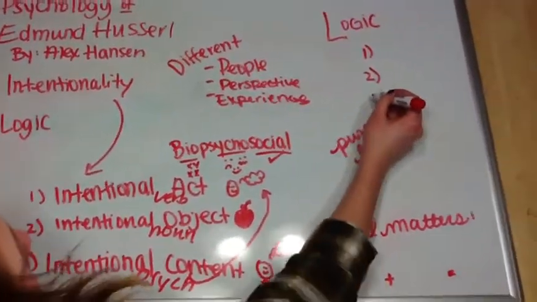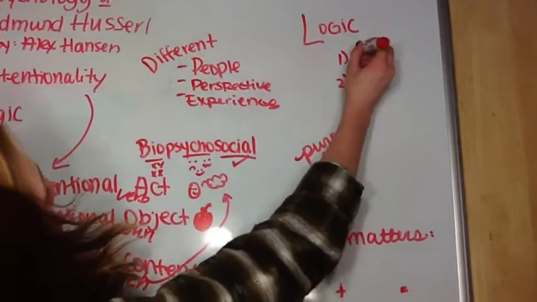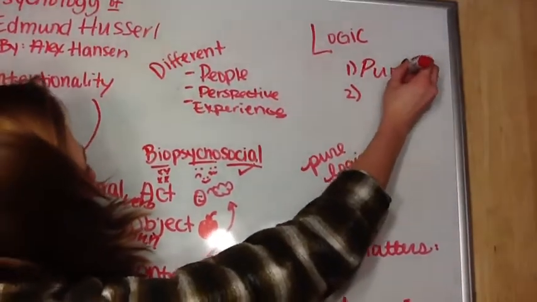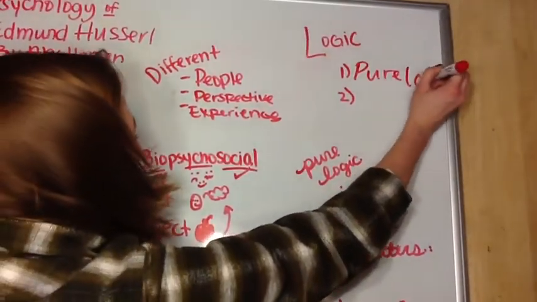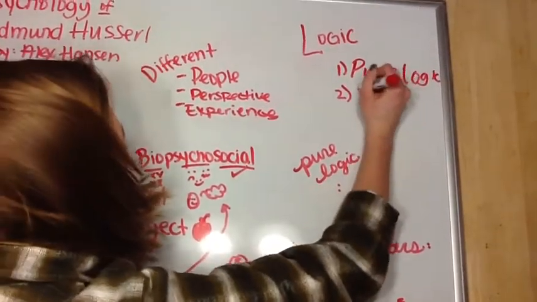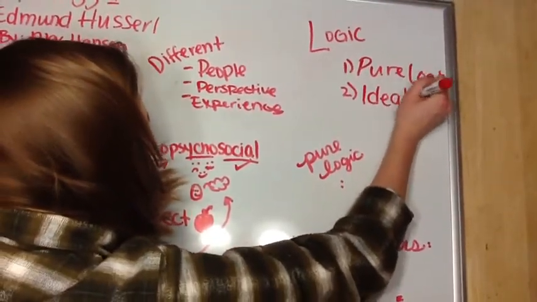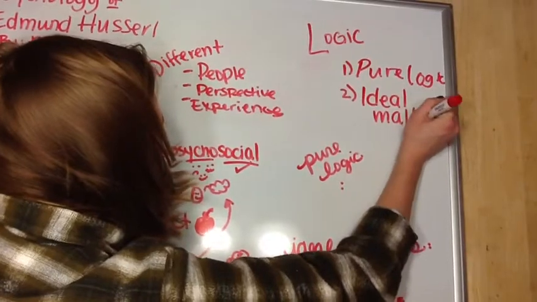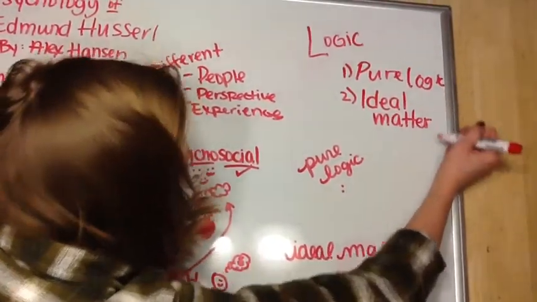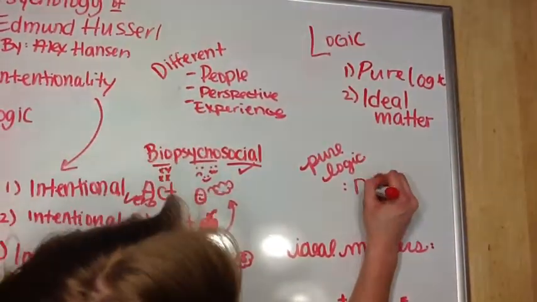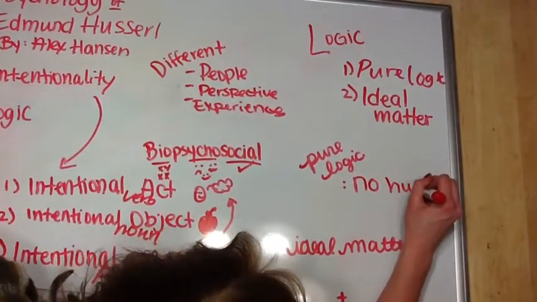Husserl's other radical idea at the time was the idea of logic. He broke this down into two parts. First was the idea of pure logic, and the second was the idea of ideal matter. Pure logic is the actual object or bit of information before it is processed. This part, according to Husserl, does not need a human mind to occur.